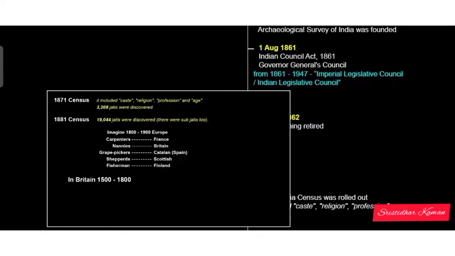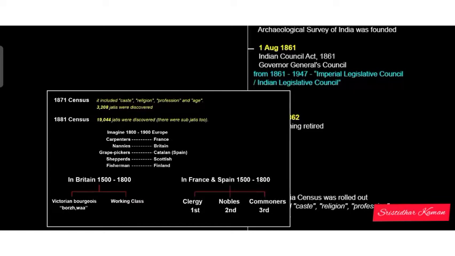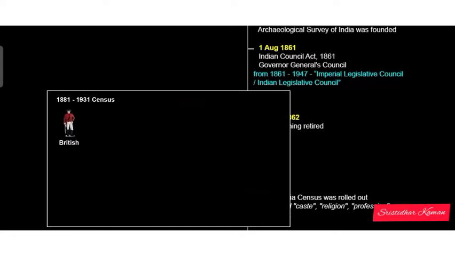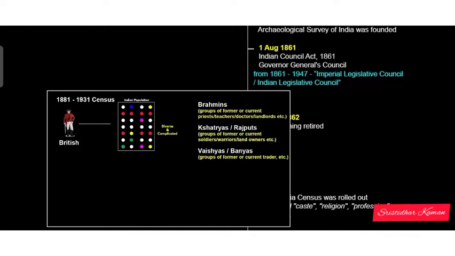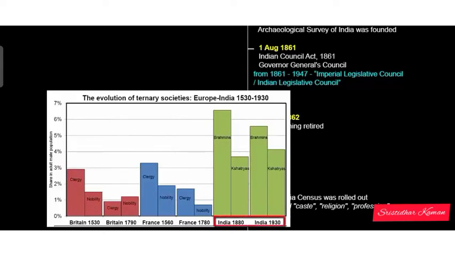So what they did was they used a category which was used in Europe during the 16th to 19th century, the Victorian bourgeois and the working class, or in other parts of Europe it was known as clergy and nobility. So from 1871 to 1931, in the colonial census, you will see that the British administrators attempt to classify dozens of jatis into one unified category of Brahmins, Kshatriyas and Vaishyas. If you use these definitions, you will find that the weight of Brahmins and Kshatriyas in India from 1871 to 1931 was comparable to the weight of the clergy and nobility in 16th to 19th century Europe.